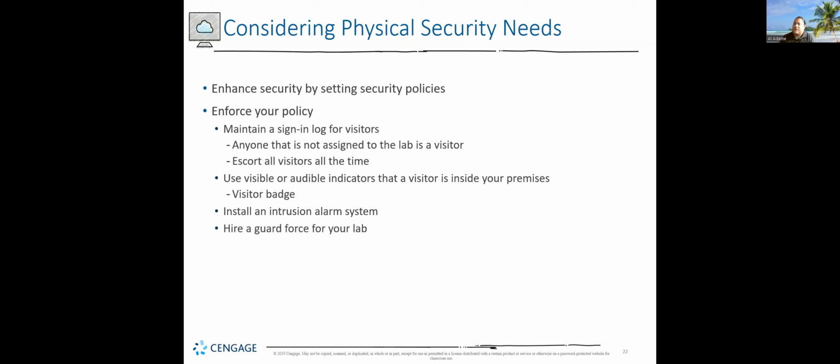Access. Anyone that is not assigned to the lab is a visitor. True. Even the janitors have to sign in. Escort all visitors at all times. Yeah, they cannot be there unsupervised.